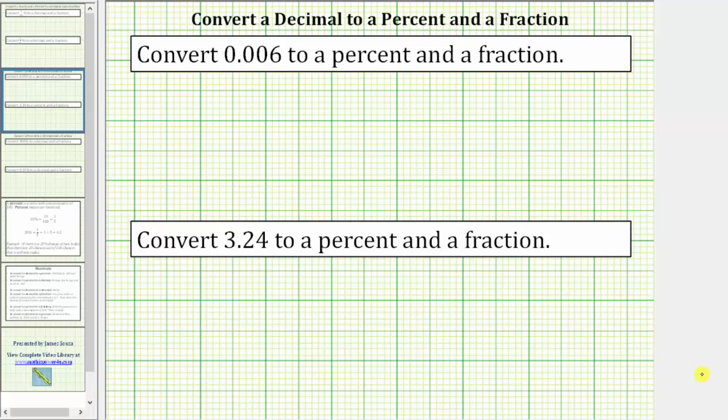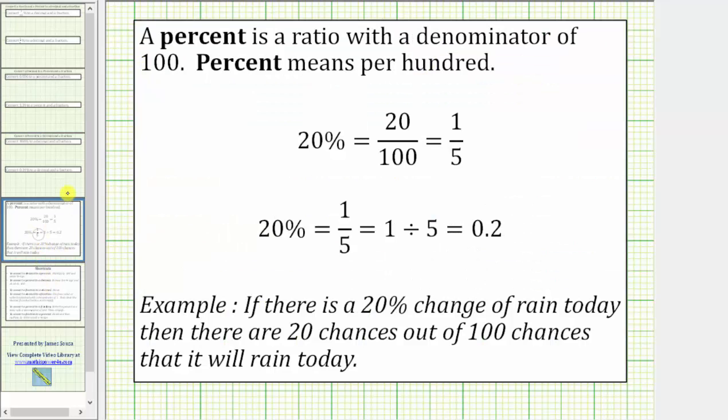Welcome to two examples of converting a decimal to a percent and a fraction. It's important to remember the word percent means per 100, and therefore a percentage is always a number compared to 100. We can define a percent as a ratio with the denominator of 100. Notice how 20 hundredths, or the ratio of 20 to 100, equals 20%.